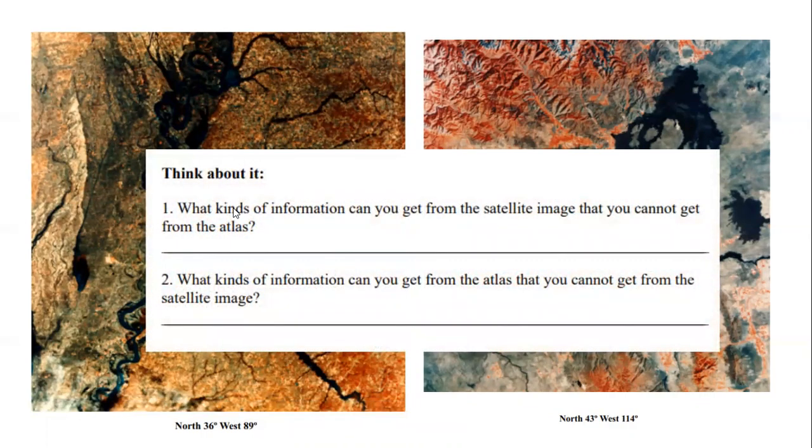And so another question here to think about is, what kinds of information can you get from a satellite image that you cannot get from an atlas? And so we can see these colors that give us a better understanding of texture and features like mountains and river systems. But then in an atlas, there is some information that you can get that you can't get in a satellite image. So for example, in an atlas, you would see the names of streets. You would see the names of buildings or monuments.